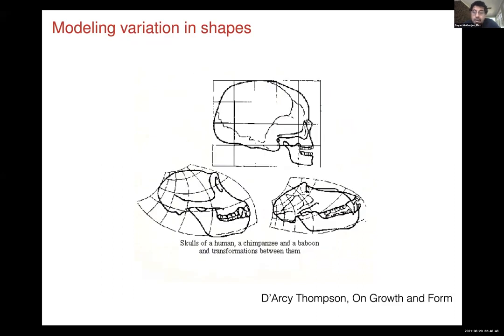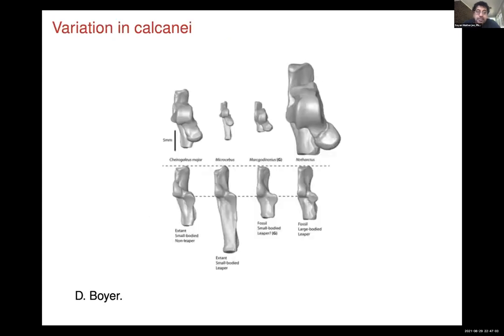So another example of this is from D'Arcy Thompson. These are looking at conformal maps between humans, chimpanzees, and baboons. And there are reasons why he was thinking about this. But again, this idea of growth and form, going back to Thompson.